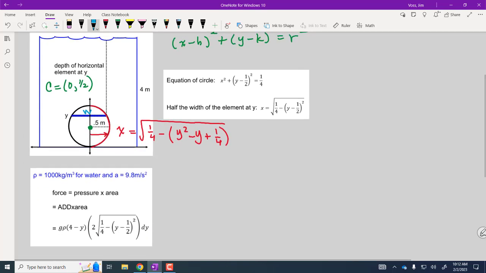I didn't write it there, but let's write it right here. So this tells us that W is 2 times the square root. And we'll simplify here. Coming in here, we see that the 1/4 are going to go away. We have a positive 1/4 and a negative 1/4. So we'll end up with -y squared plus y inside the root. So that is the width of our strip. The area of our strip, multiply that by dy. And that will be the area of the strip.